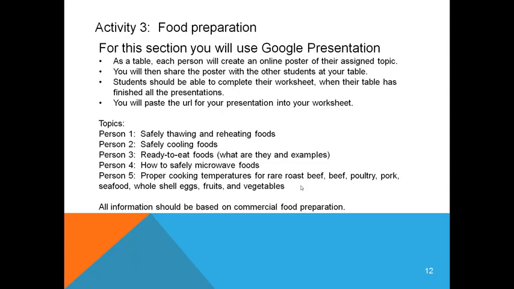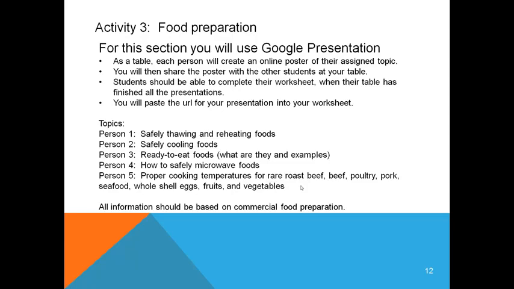So the first person at your table is going to do safely thawing and reheating foods. The second person will do safely cooling foods. The third person is going to do ready-to-eat foods: what is a ready-to-eat food, and give examples. The fourth person is going to do how to safely microwave food. And if there are 5 people at your table, the 5th person is going to look up the proper cooking temperatures for all of those foods.